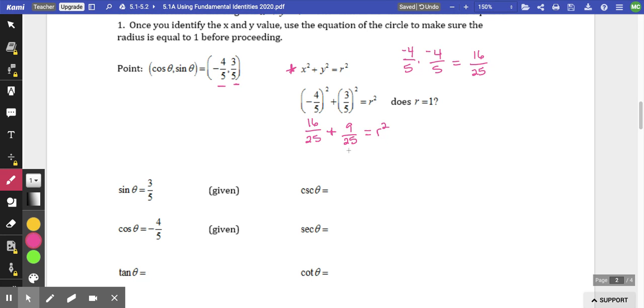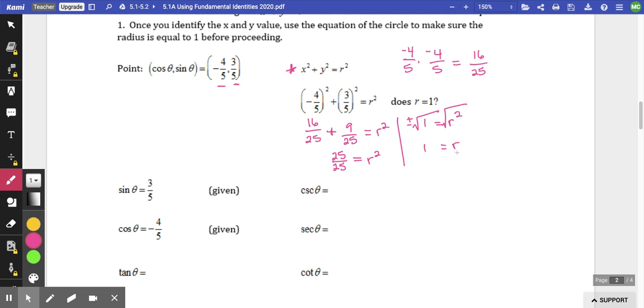And then when we add the fractions together, we do have to have the same denominator. These already have the same denominator, so that makes it very easy addition. You just keep the denominator and you add the numerators. So 16 plus 9 is 25. All right, so 25 over 25 is equivalent to 1. And then to solve from there, we would take the square root of both sides, which technically, when you're doing that algebraically, use a plus or minus there.